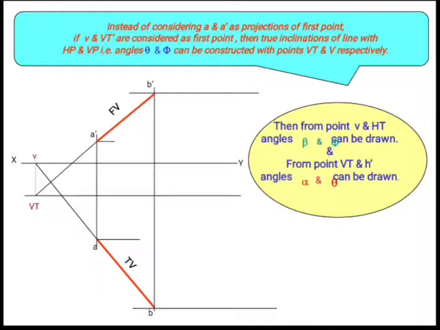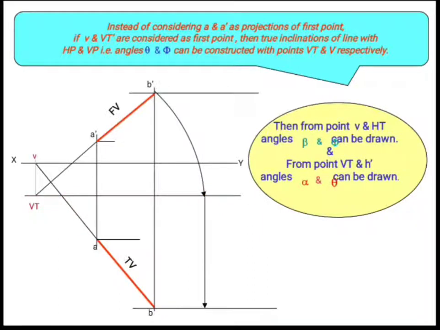Here we are going to rotate this A dash B dash line with respect to the vertical trace. In the previous problem, we rotated the line with respect to A dash, made the line horizontal at the level of A dash and made it parallel to the XY line. But in this case, we are considering the center of rotation as point VT, and the full length of the line with its extension is rotated and made horizontal like this.